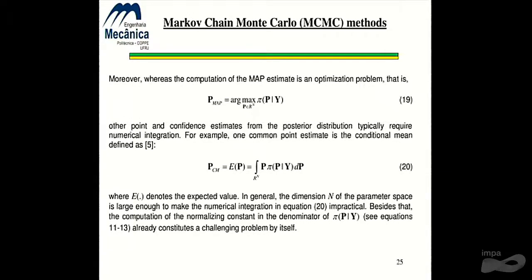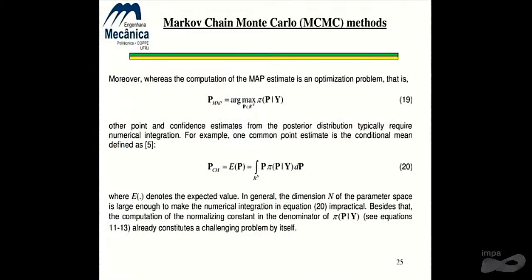Okay. So before we were estimating the parameters by the maximization of the posterior distribution. Okay. But there would be other possibilities of computing other statistics. Okay, for example, the conditional mean. The conditional mean of the parameters is the integral in the parameter space of the parameters multiplied by the posterior. Okay. And this is something that we might want.